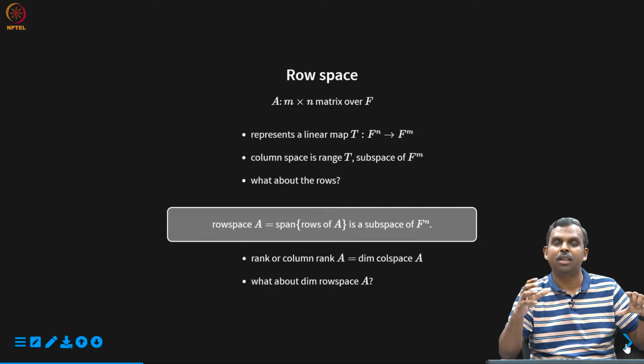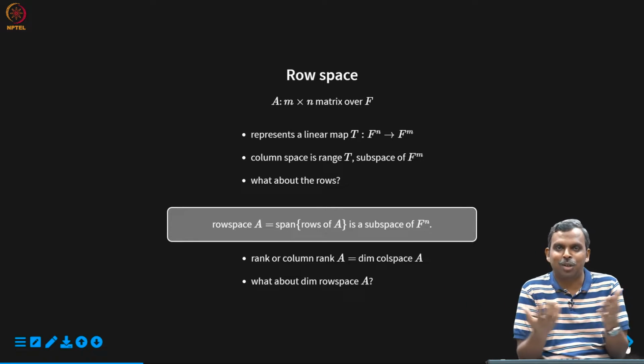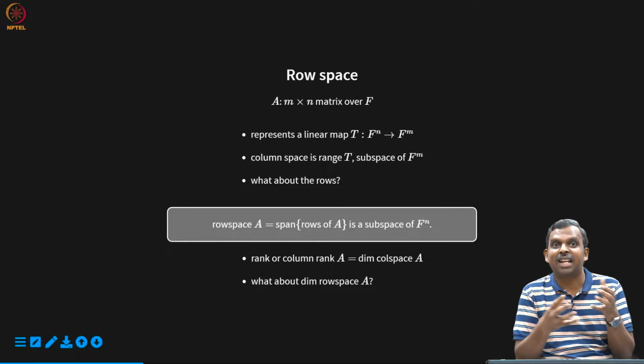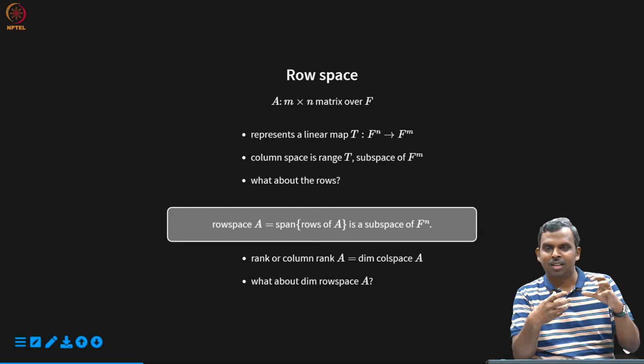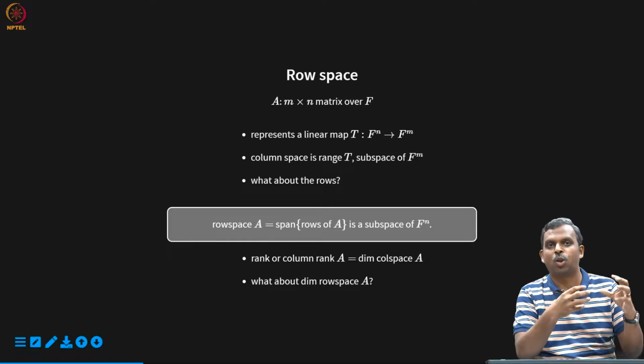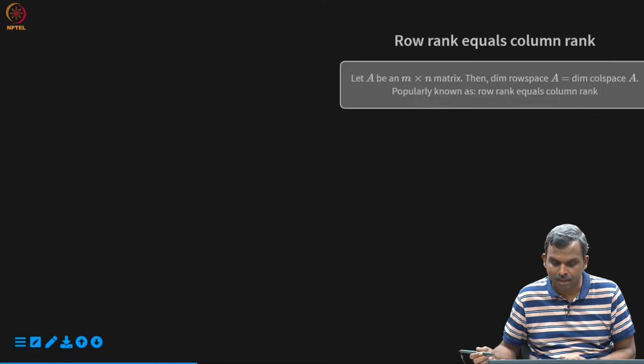M can be 20, n can be 20,000, right? So these two don't really look similar. But is there any connection between these two spaces, particularly in terms of dimension? Can you arrange it so that the dimensions can be different or not? That can be very nicely answered, and that's the next result that I'm going to put out.